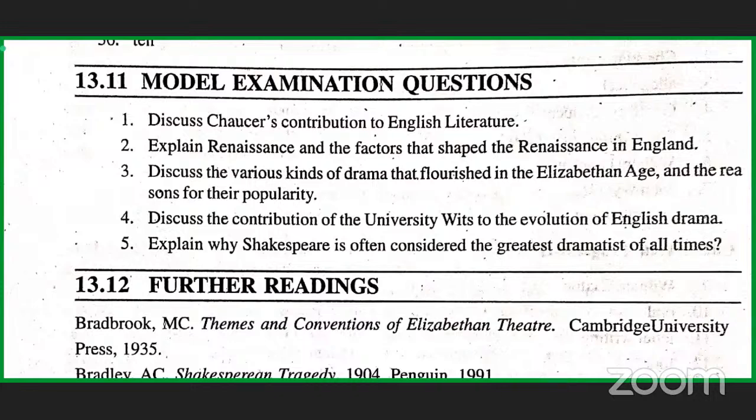Then we have: explain the Renaissance and the factors that shaped the Renaissance in England. So what was the cause of the Renaissance? There are many things: political, social, educational, religious. Because of all this, in all these spheres, they were having change and transition from one form to another, one state to another, from bad to good. Okay, this is what was happening, and people were also eager to do all these things.